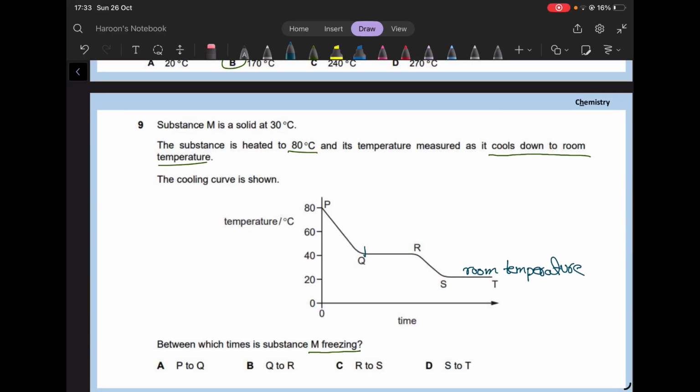We only have one change in state over here, and that change in state must be Q to R. So this is where the temperature is changing in between Q and R. This is our only change in state for this particular diagram. So this must be the freezing part. Q to R, B is the correct answer. I hope this made sense.